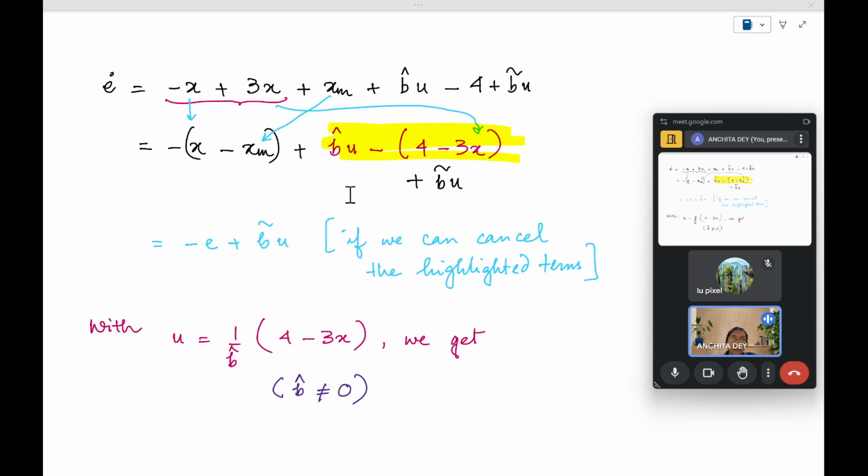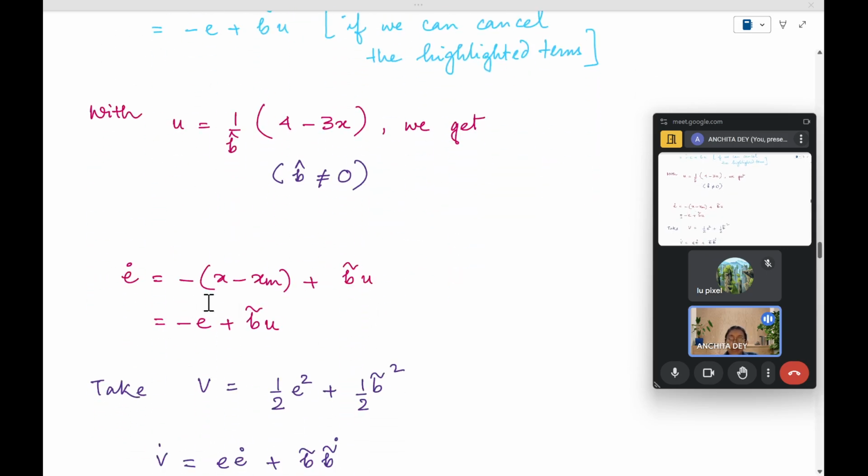So if you want b hat u minus 4 minus 3x to be equal to 0, this is simply saying that you want u to be equal to 1 by b hat into 4 minus 3x, with b hat not equal to 0. Of course, if it's equal to 0, then this would shoot up infinitely, and you don't want that. That might even lead to parameter drifts, which was one of the prime motivations for robustifying an adaptive law. So with u equal to 1 by b hat 4 minus 3x, what do we get? We get this to be minus E plus b tilde u, right?